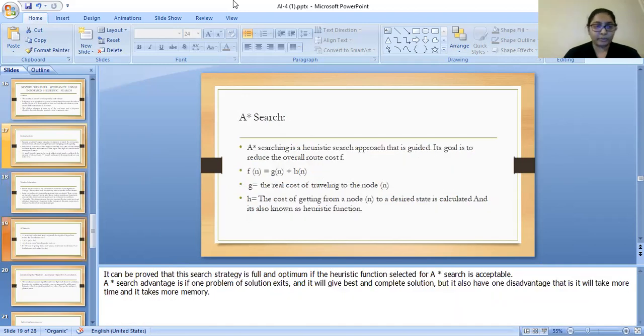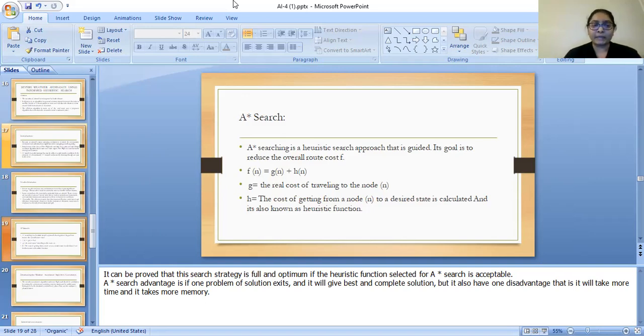Coming to the next topic, it's A-star search. A-star search is a heuristic search approach that is guided. Its goal is to reduce the overall route cost F. F of n is g of n plus h of n. N is the node, and g of n means the real cost of traveling to the node, and h of n is the cost of getting from the node to the goal. It is also called the heuristic function.